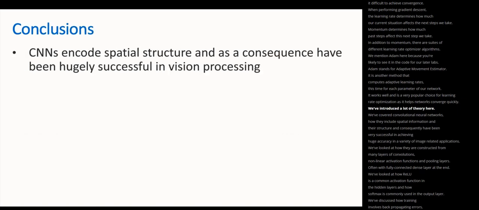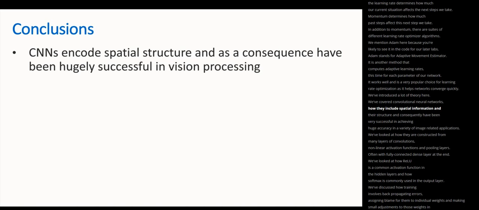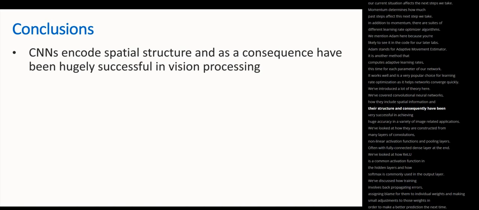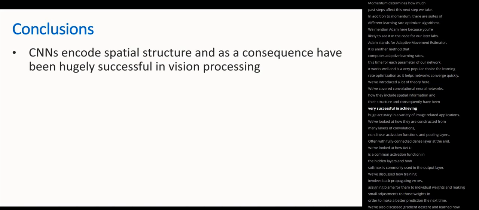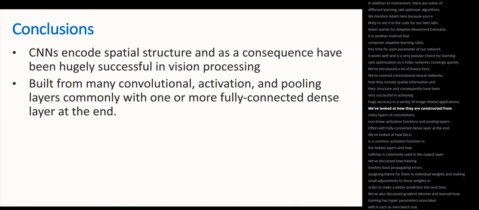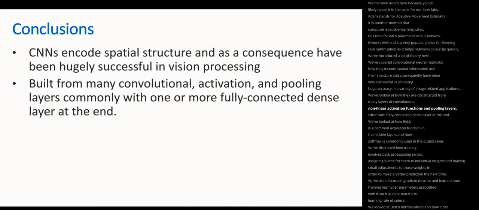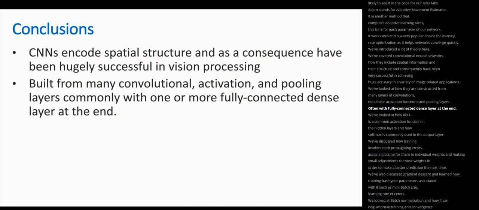We've introduced a lot of theory here. We've covered convolutional neural networks, how they encode spatial information in their structure, and consequently have been very successful in achieving huge accuracy in a variety of image-related applications. We've looked at how they are constructed from many layers of convolutions, nonlinear activation functions, and pooling layers, often with fully connected dense layers at the end.